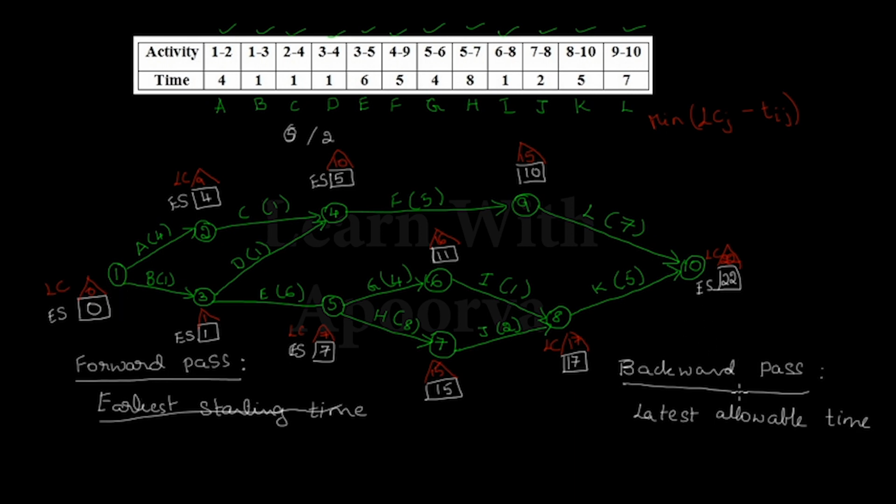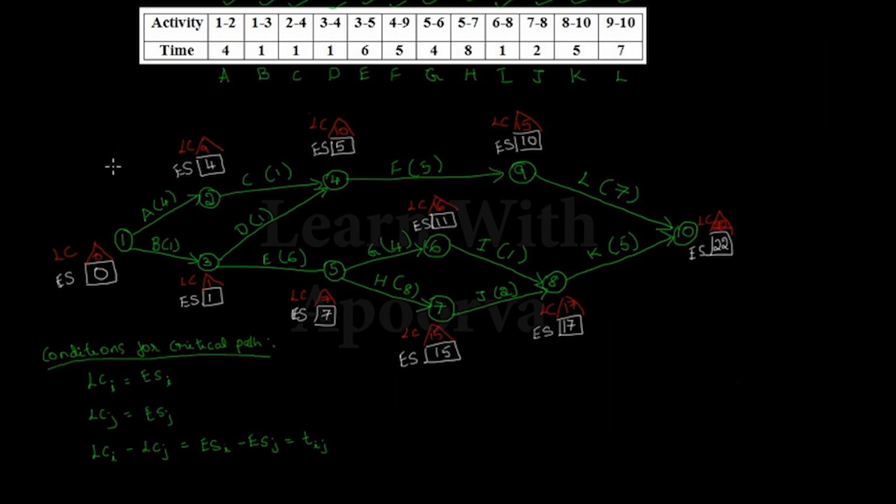So this was the backward pass, where we got the latest allowable time for each and every node on the network. Okay, let's start with the next part of the question, which is identifying the critical path. To identify the critical path, first we have to identify the critical activities. To do that, we need to check the following conditions. The condition says the latest completion time should be equal to the earliest start time.